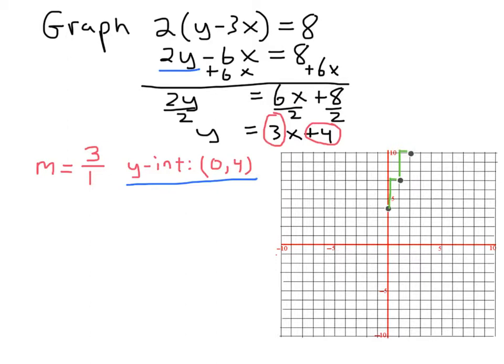Now if we wanted to plot some points in the other direction, we'd have to reverse the pattern and go down 3 and to the left 1. So I'll do that a few times. Down 3 to the left 1, down 3 to the left 1, and so on. And that would give us even more points along the graph. Then all we have to do is connect the points to graph the line.